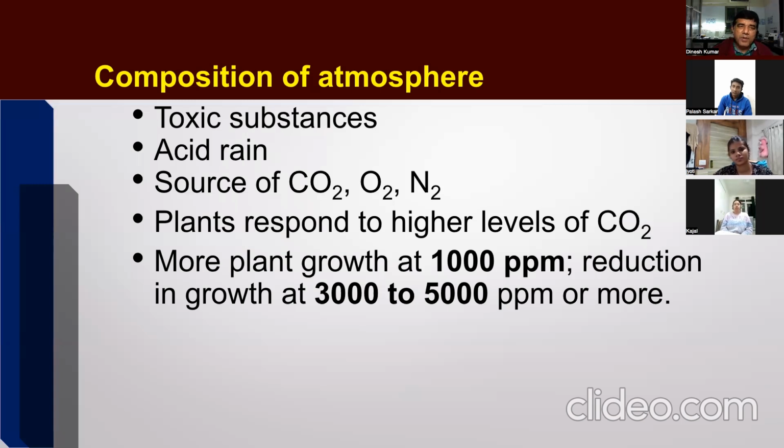Whatever we have now, suppose 450, how much is the CO2 concentration at this time? Sir, 425. Okay, 420. Suppose from 420, if you go to 1000 ppm, in any plant photosynthesis will increase. In most plants it increases up to 1000 ppm. Beyond 1000 ppm, in certain plants it increases up to 1500 ppm, but not in all plants.